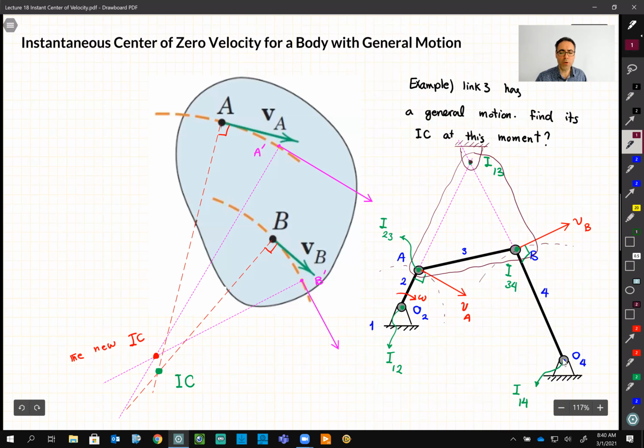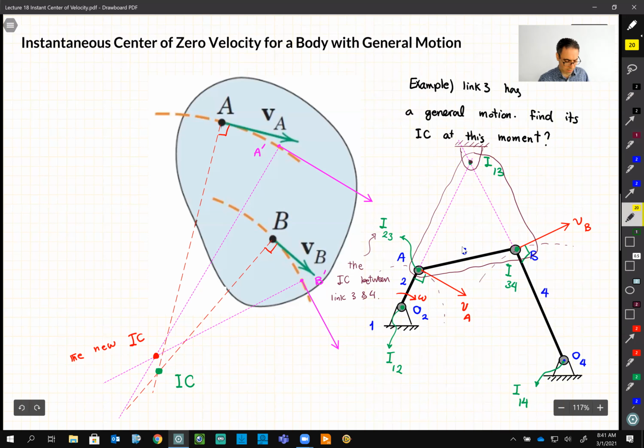And I14 means the center of rotation between link 4 and ground. I23 means the center of rotation between link 2 and link 3. Okay, so this is the meaning of I23, the instant center between link 2 and 3, and the same for I34, between link 3 and 4.